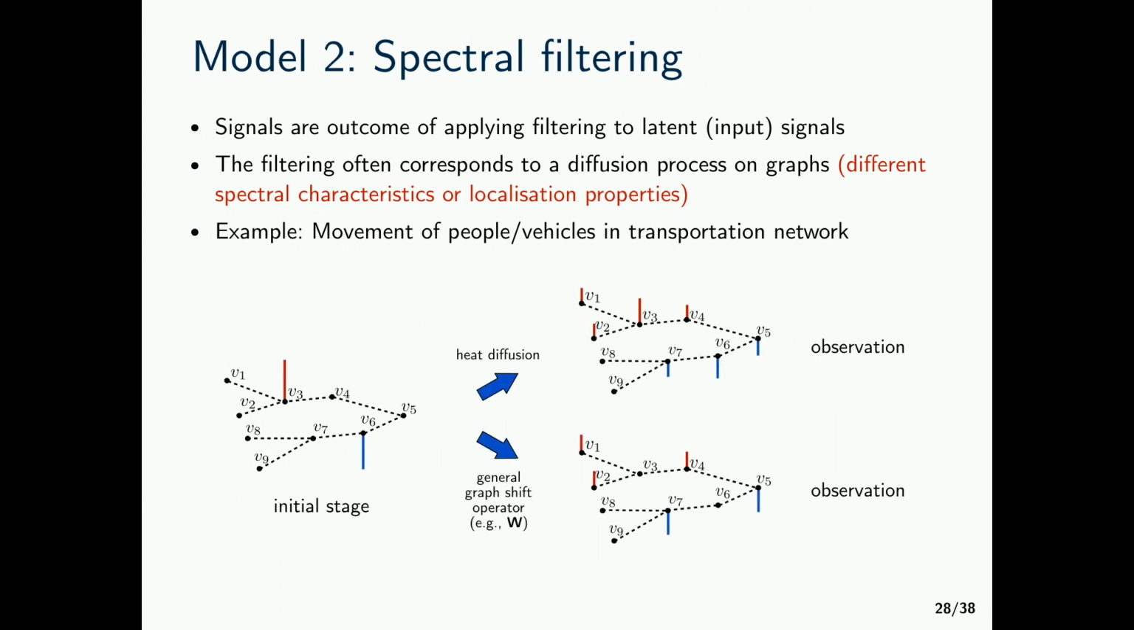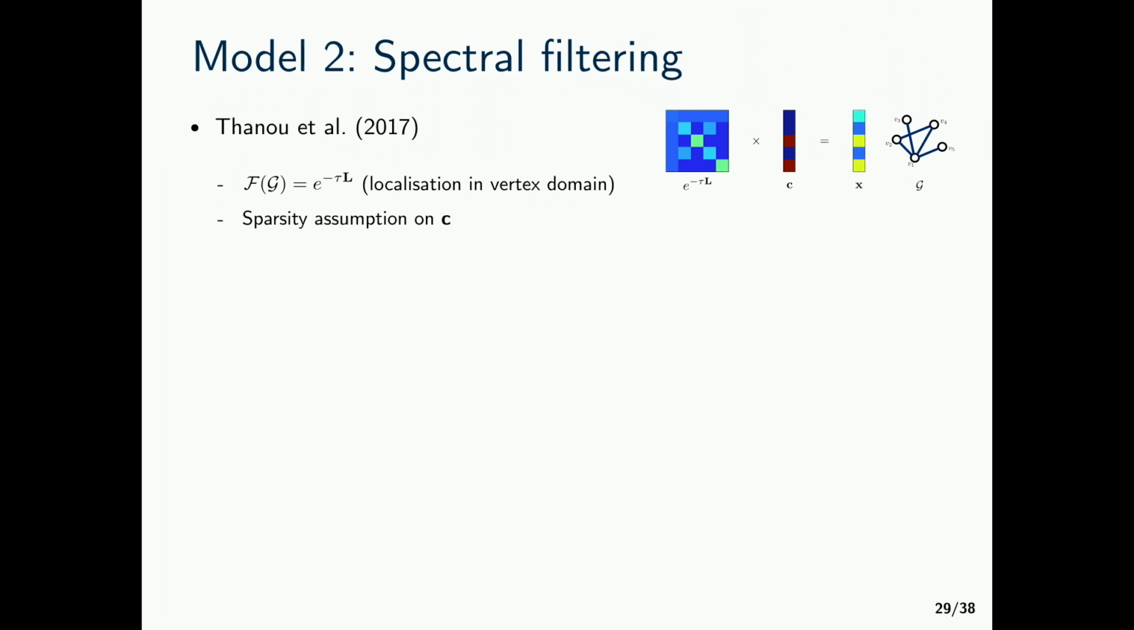If we assume that we have an initial signal on the left, that's the initial stage. If I follow a heat diffusion, then basically I will get the observation on the top right. If I follow another type of diffusion using a different operator, then I will arrive at the observation at the bottom. So the idea would be, if our signals are the ones on the right that we assume to be the outcome of some diffusion process, can we basically recover that diffusion process, which is based on the graph? Again, it is possible with certain priors that you choose.